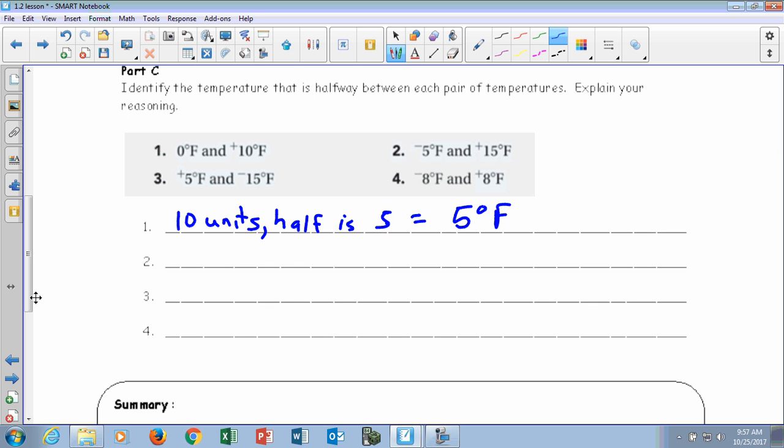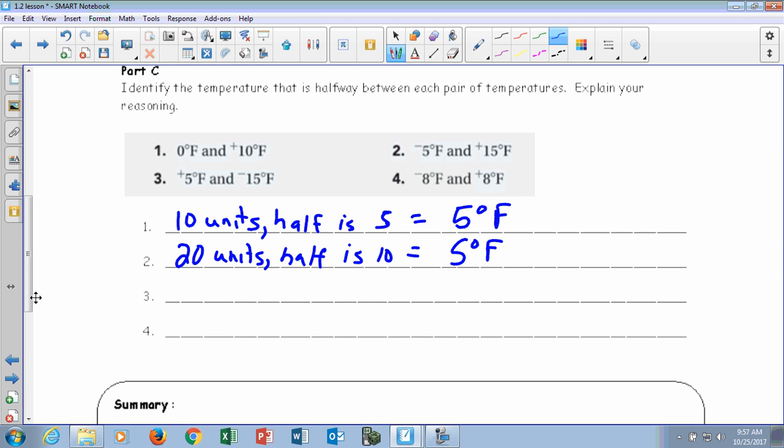For number 1. Right? Now look at number 2. What's the distance from negative 5 to 15? How many units? 20. What's half of 20? Half is 10. So now either count up from negative 5, 10 units, or down from 15, 10 units. What's the halfway point? It's 5 again.